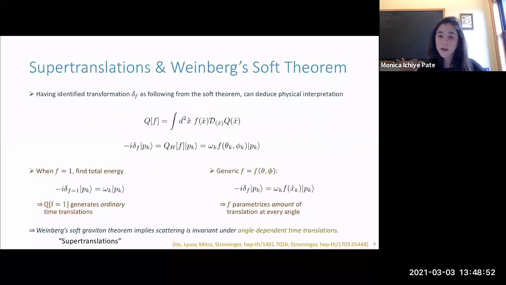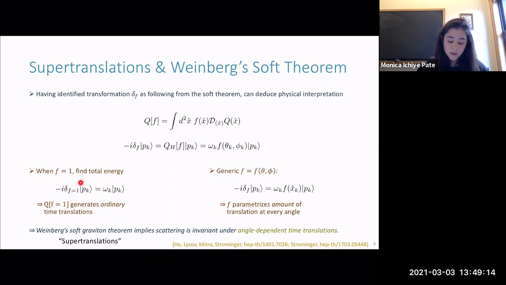Okay, so we've just identified a slightly different transformation as following from the soft theorem, but this is nice because it has a nice physical interpretation. In particular, let's consider the case when this function f is just a constant equal to 1. In that case, the transformation of a single particle state just returns its energy. But we know that the transformation of a momentum eigenstate that returns its energy is an ordinary time translation. So we can identify that symmetry as just being an ordinary time translation.